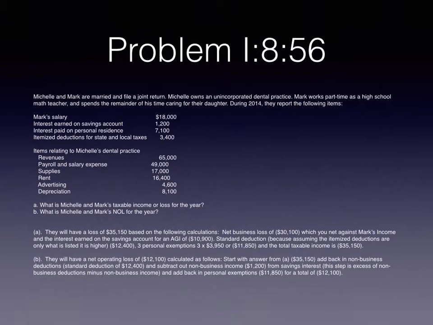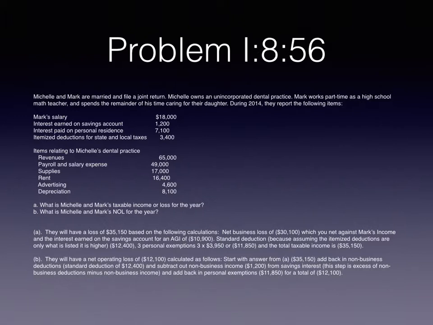So you are going to add back in 12,400 minus $1,200. So that ends up being 11,200 that you're adding back. Add back in the personal exemption of 11,850, and when you add those two back in, you're left with the total of 12,100 as a net operating loss.